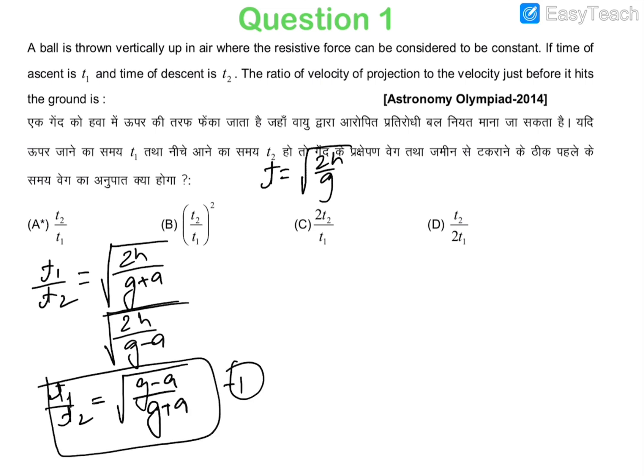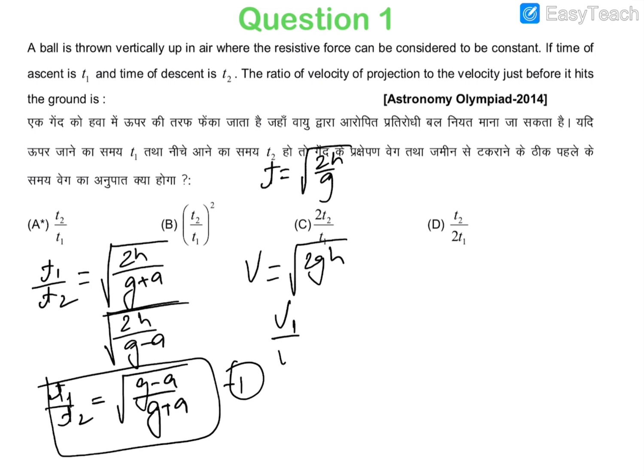Now we have to find out the ratio of the velocity of projection to the velocity with which it hits the ground. So we know that v is equal to under root 2gh, if h is the height which it has attained.